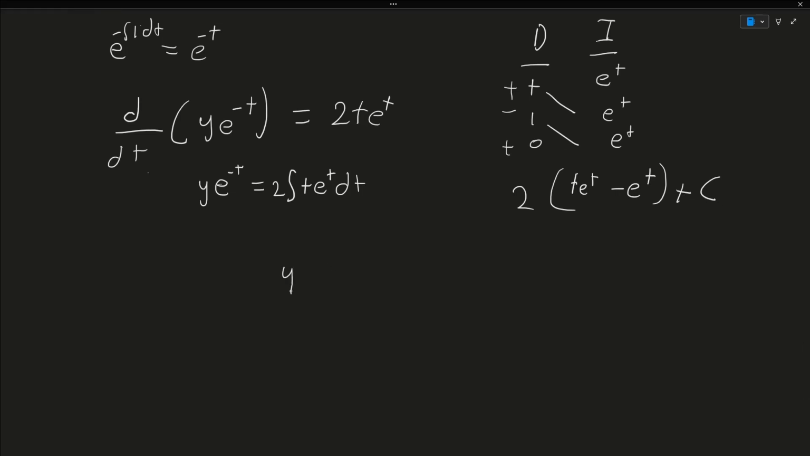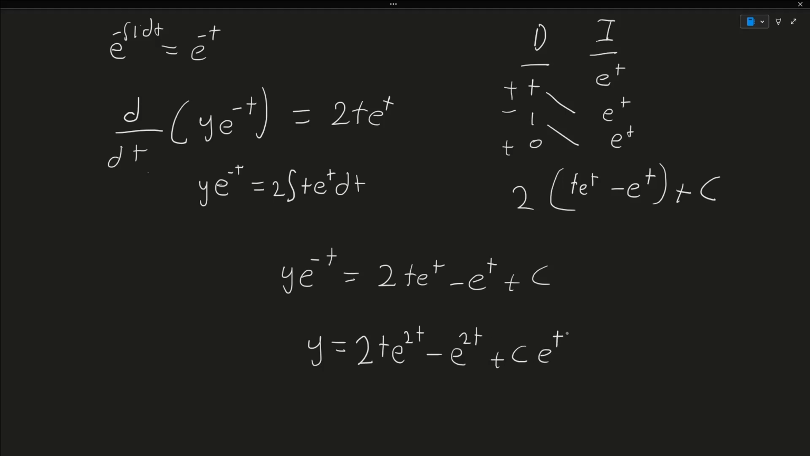Now we know that y e to the minus t equals 2t e to the t minus e to the t plus c. Well, divide everything by e to the minus t, and you're going to actually add e to the t to every e to the t, because you're dividing by that. It's basic algebra, so you're going to have 2t e to the 2t minus e to the 2t plus c e to the t. And now this is your general solution of the differential equation.